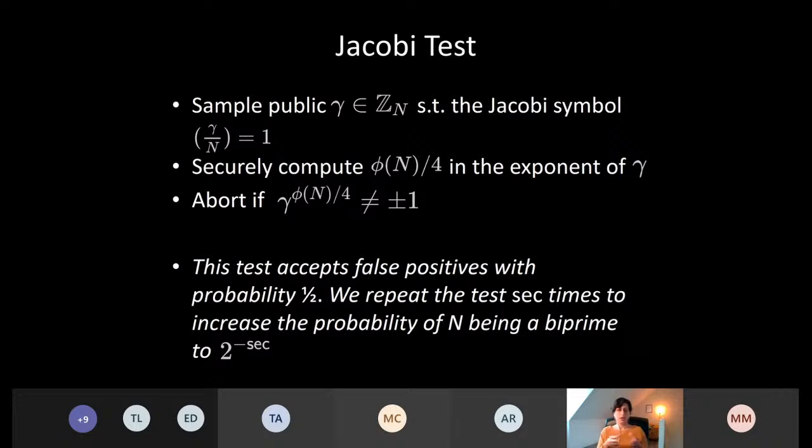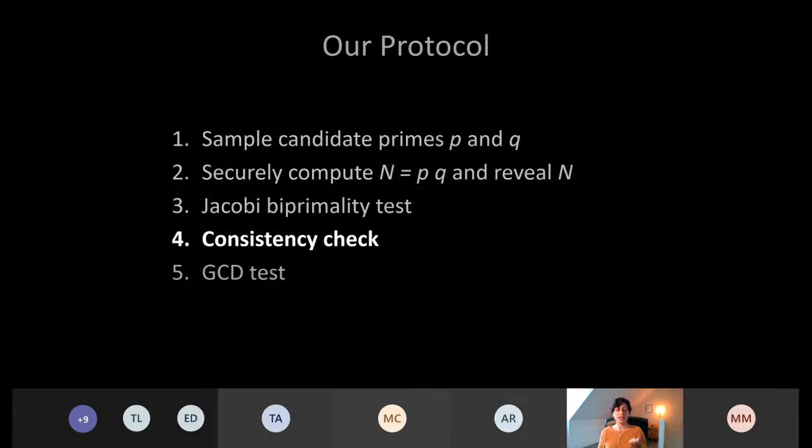Now, this kind of Jacobi biprimality testing has probability half of accepting false positives. So to increase the probability that n is a biprime, we repeat the test sec times. Again, in this step, we haven't checked the consistency of the parties' shares. So here is the follow-up step, the consistency check, which does exactly that. Here we increase the efficiency of the protocol by postponing this consistency check until the Jacobi biprimality testing passes.